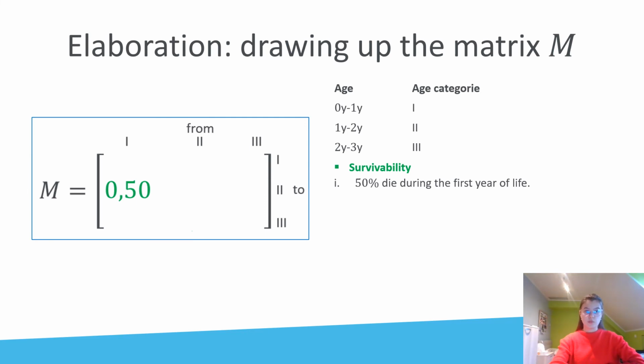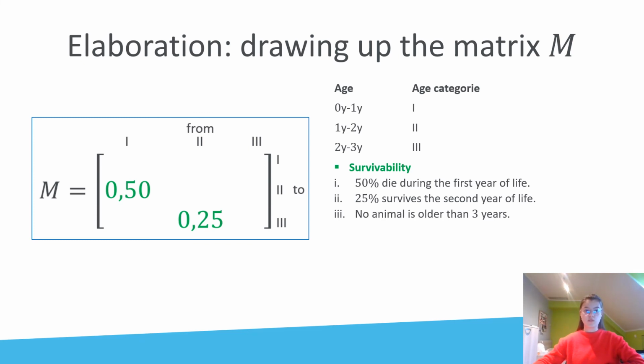As a second point, we read 25% survives the second year of life. This means that 25% goes from 2 years to 3 years. And 25% can also be noted as 0.25. Finally, we read that no insects are older than 3 years. So we just filled in the chances of survival. Notice that these are just below the main diagonal.